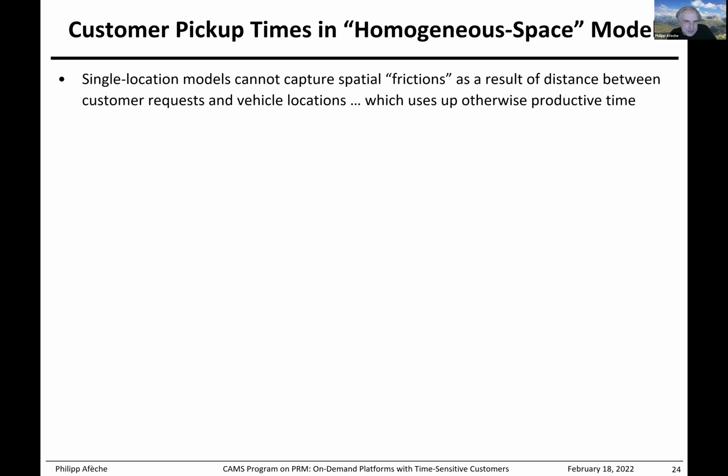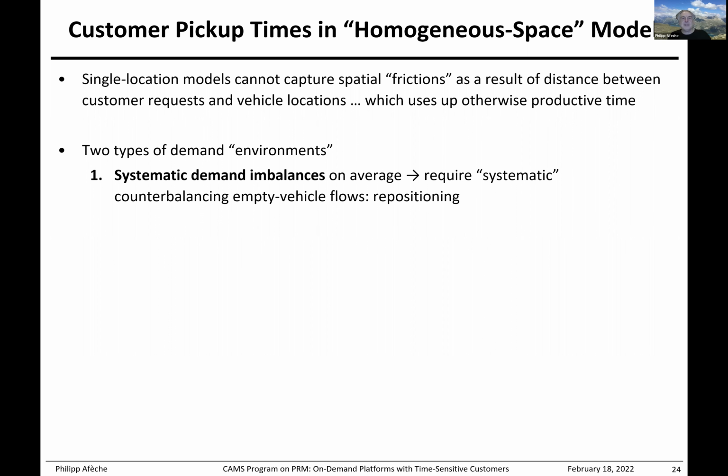So the model we looked at so far cannot really capture spatial frictions that arise as a result of distance between requests, like where the requests arise and where the vehicles are, right? And those distances will use up otherwise productive time, right? So we can think of two demand environments. On the one hand, environments where you have systematic demand imbalances on average, right? Think of in the morning, there's more people going to downtown, well, maybe not during COVID, than in the opposite direction, right? And so you either need to lose a lot of demand to rebalance things, or you need counterbalancing empty vehicle flows. Sometimes people refer to this as repositioning, right?